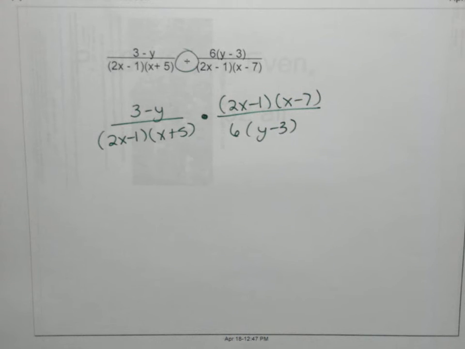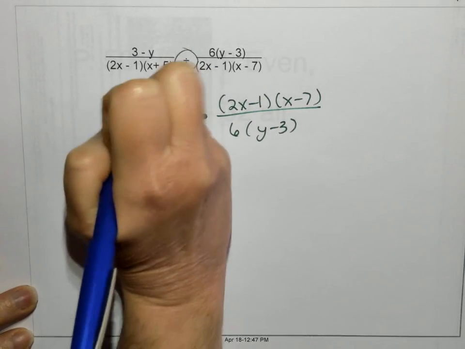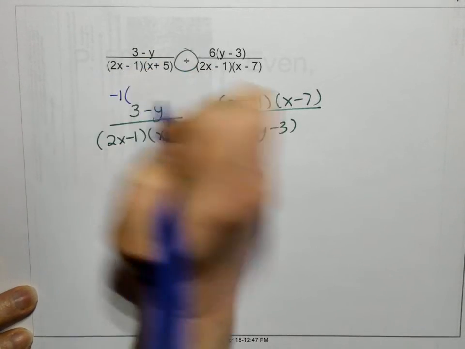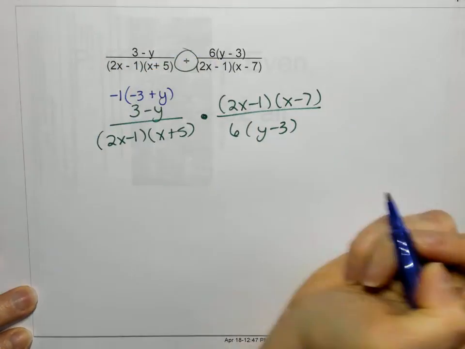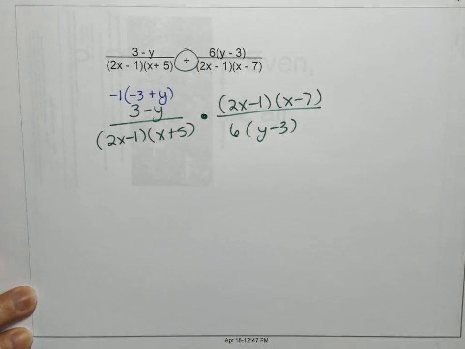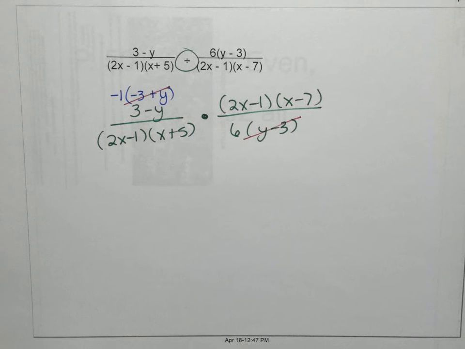Well, I know we're really tempted to just cancel that y minus 3 and that 3 minus y, but that's not legit. We can't do that. We have to fix it first. I can factor out a negative 1 of this one, and that turns that into a negative 3 and a plus y. Now I have the same thing, and now I can cancel them. So negative 3 plus y and y minus 3 are the same thing.